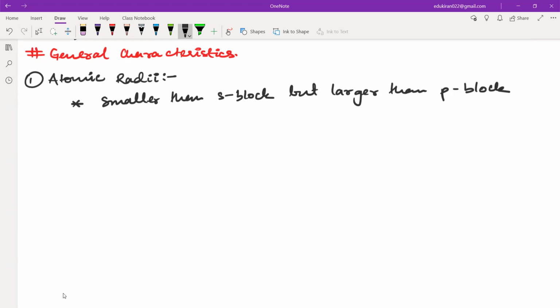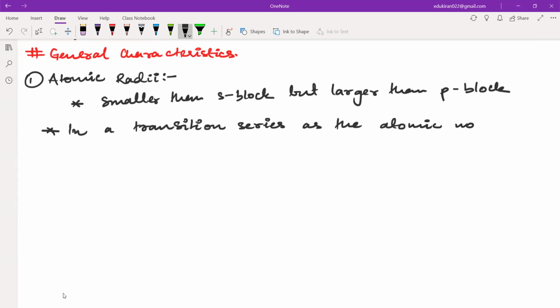So when we go left to right in a period, that means I am moving through a transition series. So in a transition series, what happens initially as the atomic number increases? If I go from scandium to zinc in a transition series, as the atomic number increases, first thing that happens is the atomic radii decreases.